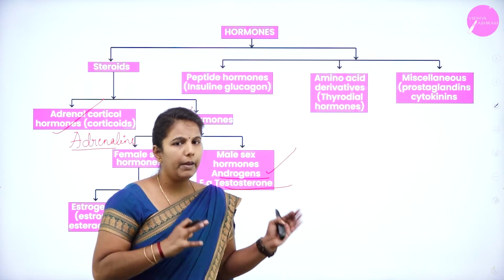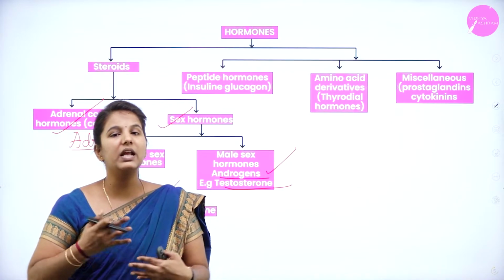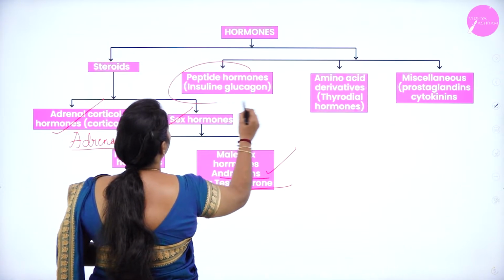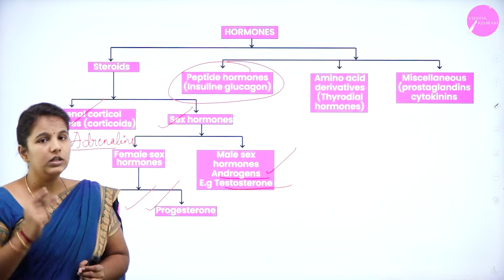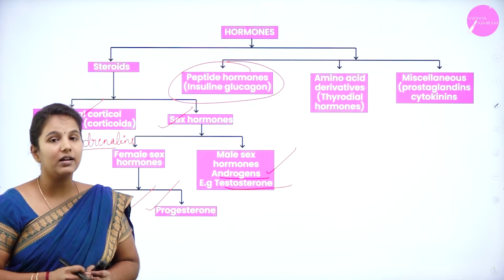And there are other classes of hormones which are also there. They are peptide hormones, amino acid derivative hormones and miscellaneous hormones. First I'll go for the peptide hormones. When I talk about the peptide hormones, there are two types, that is insulin as well as glucagon.